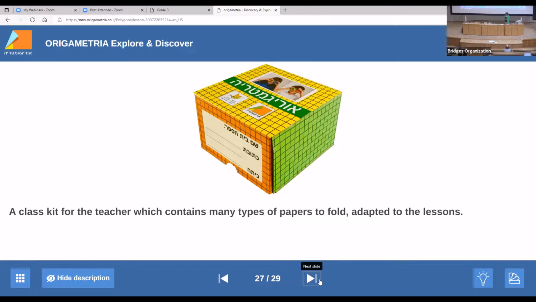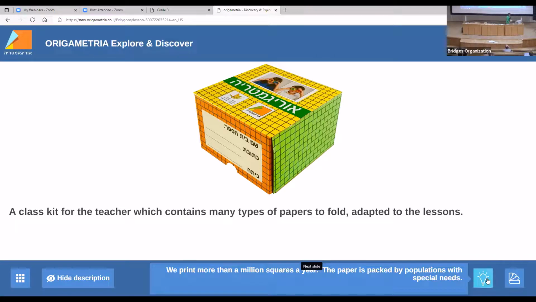So what you see here, you got paper for me. The paper you get, we print them in Israel. I refuse to buy paper from China or from other places. We print them in Israel, and the people who pack the paper, it's a handicap. And it's very important to me because it gives them work.